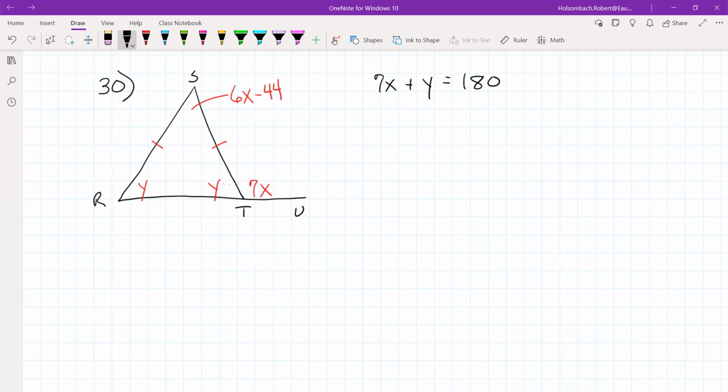And then we've got another equation that we're going to write, and it's going to focus on the interior angles. So we've got a 6x minus 44 plus these two y's. That sum has to be 180 as well. So now we've got two variables in two equations. The simplest way to solve this problem, since we're solving for x, is to go to this equation, subtract 7x from each side.